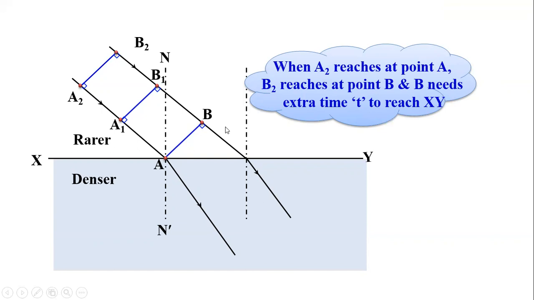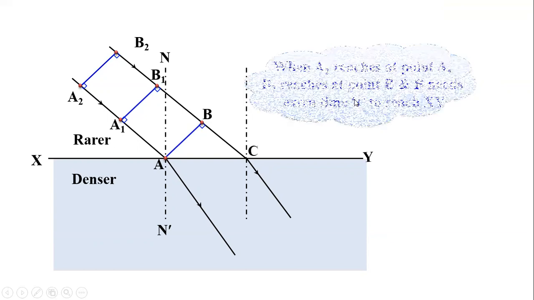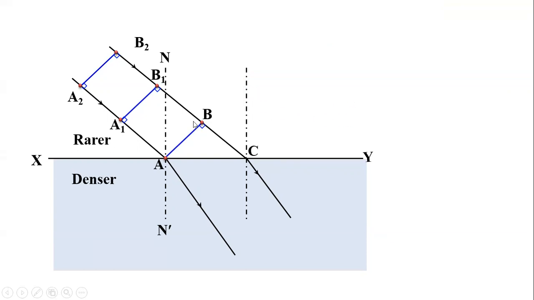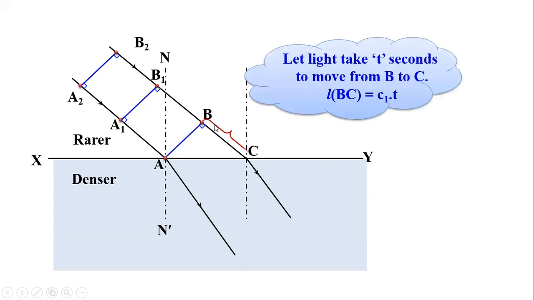Now, A is a point on the surface XY, but B is not a point on surface XY. Means the waves from this point B will reach the surface XY in some extra time t. Understand? So that point is called C. Now this extra distance traveled, that is BC, is C1 into t.